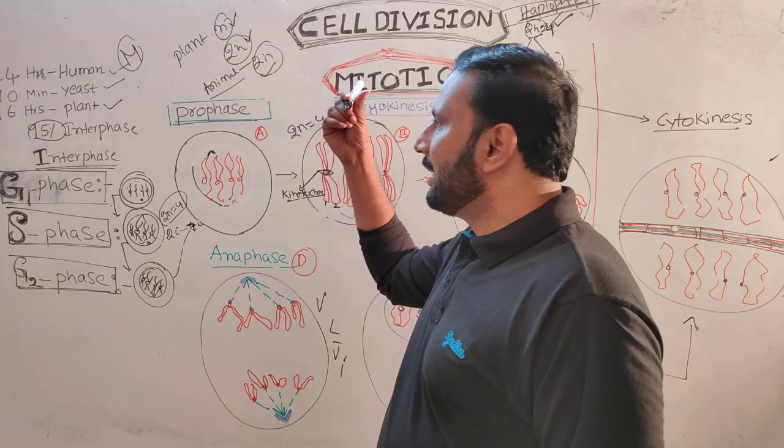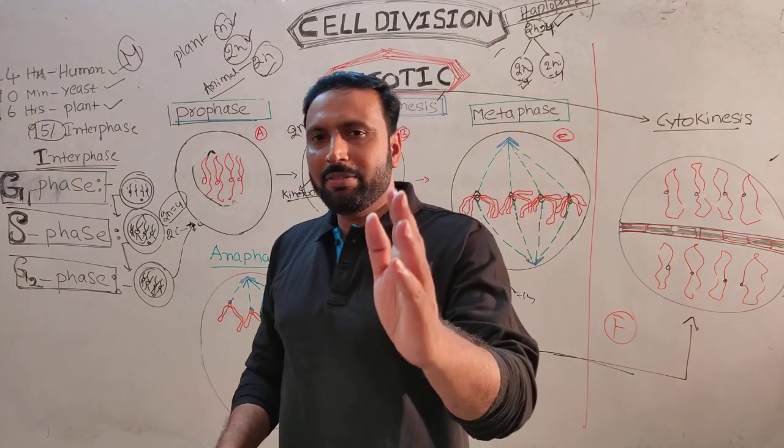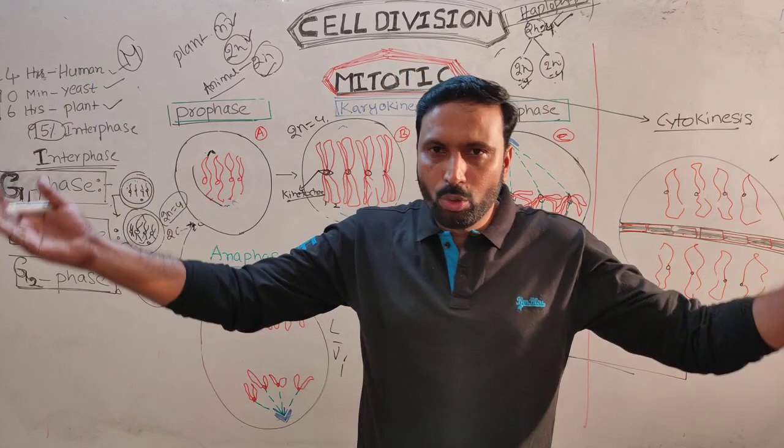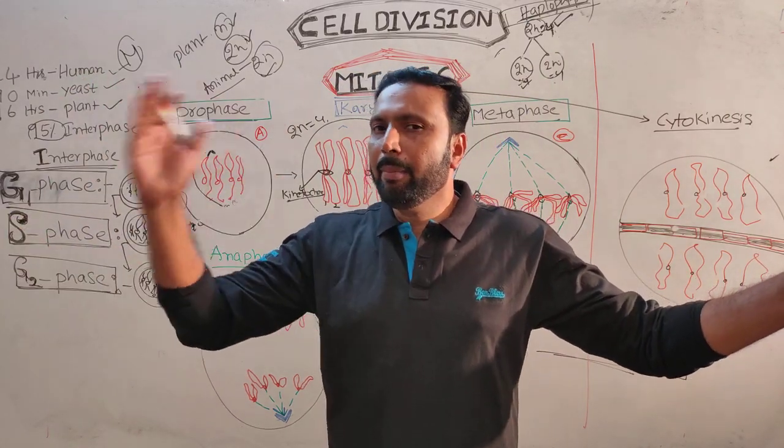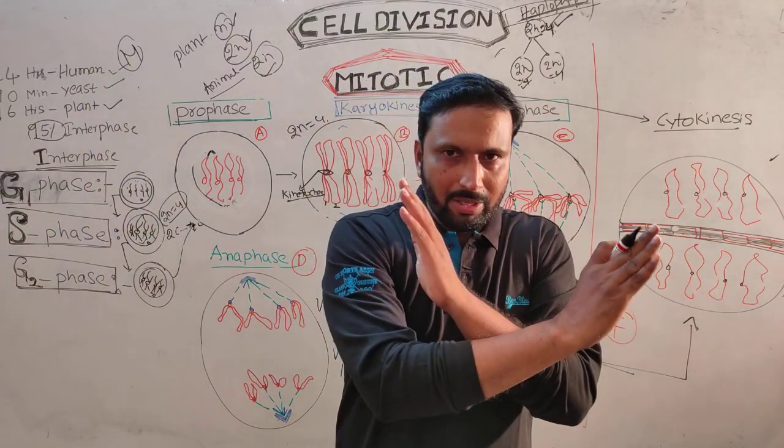Today, our topic is cell division. Quick revision on cell division. Okay, then cell division has different types: amitosis, mitosis, meiosis.